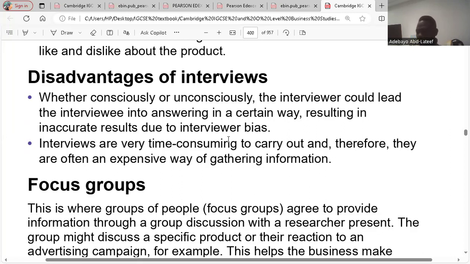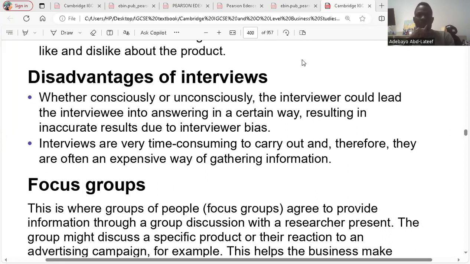Then what are the problems about interviews? Whether consciously or unconsciously, the interviewer could lead the interviewee into answering in a certain way, resulting in inaccurate results due to interviewer bias. Knowingly or unknowingly, the interviewer might give details that would enable the interviewee to answer the question in a way that pleases the interviewer. He might do it intentionally or unintentionally, but it could happen. The interviewer becomes subjective because he or she is influencing the situation. Do you get that? Understood. We're still talking about the problems.